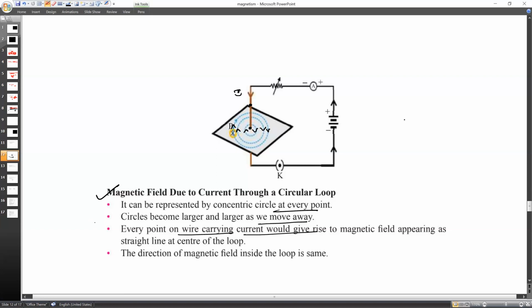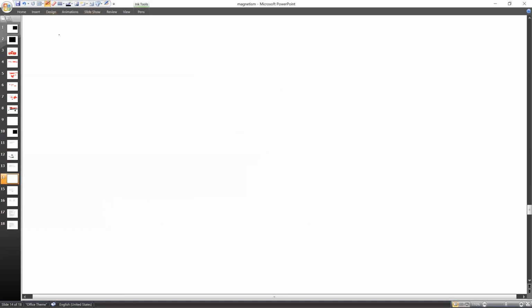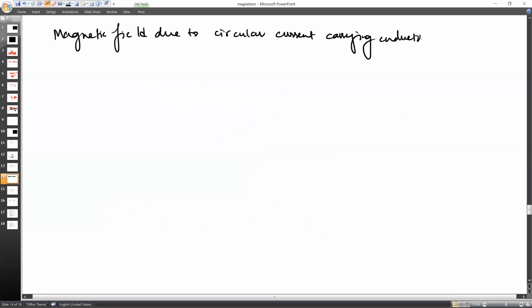So let me explain, just a minute. Magnetic field due to a circular loop or current-carrying conductor. So let me explain this one. This was a straight line diagram that I was just explaining actually. So let me explain the magnetic field due to a circular current-carrying conductor.